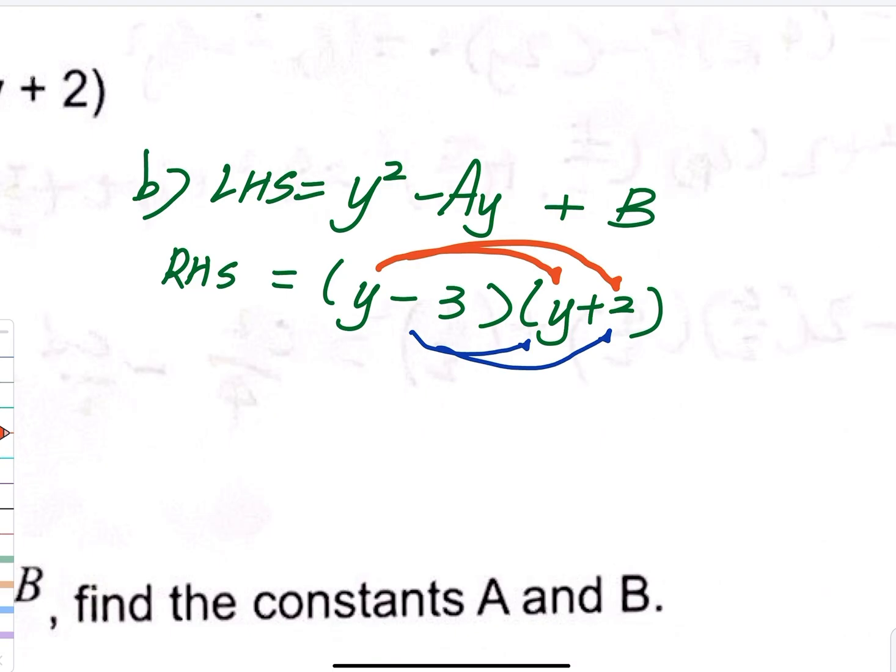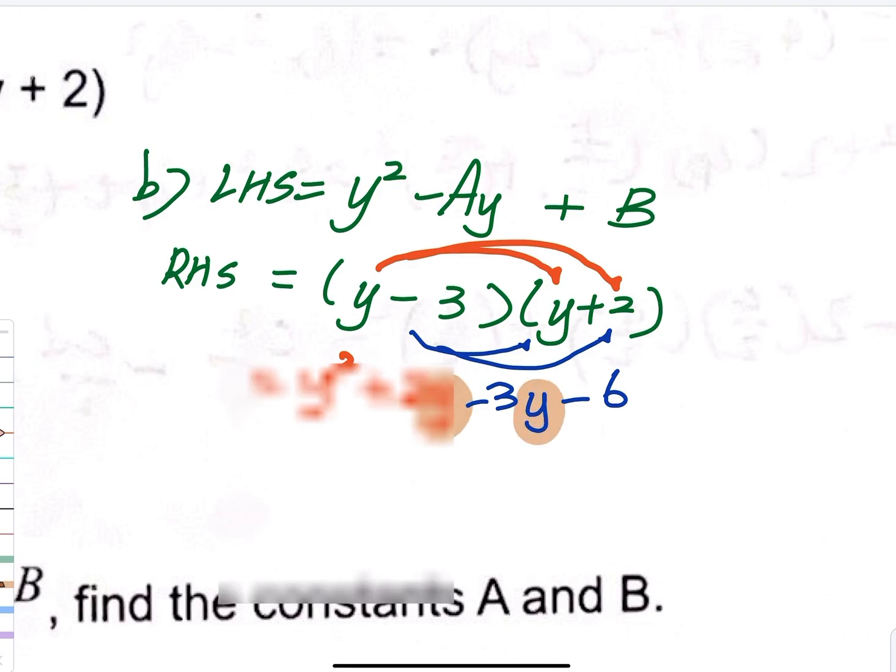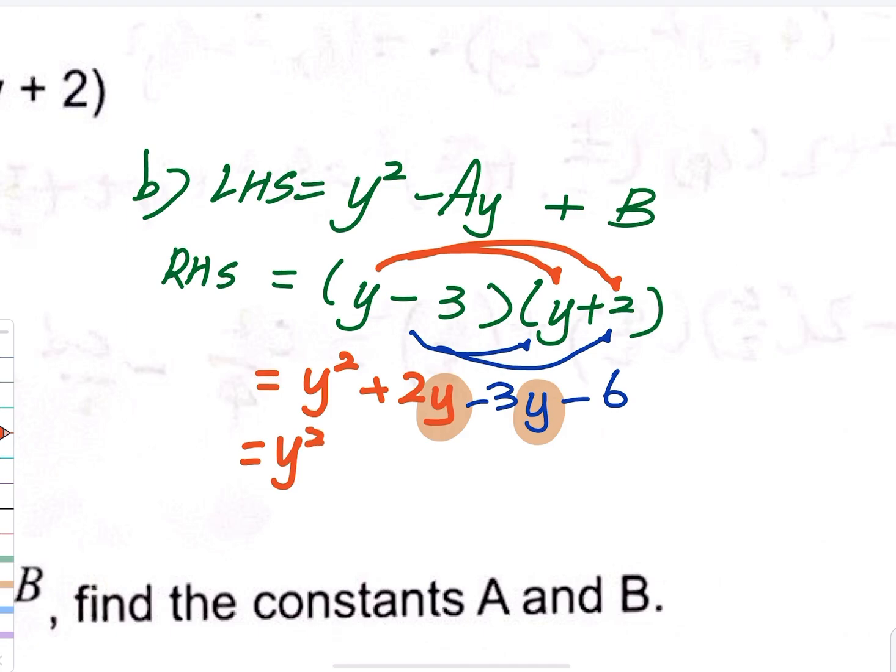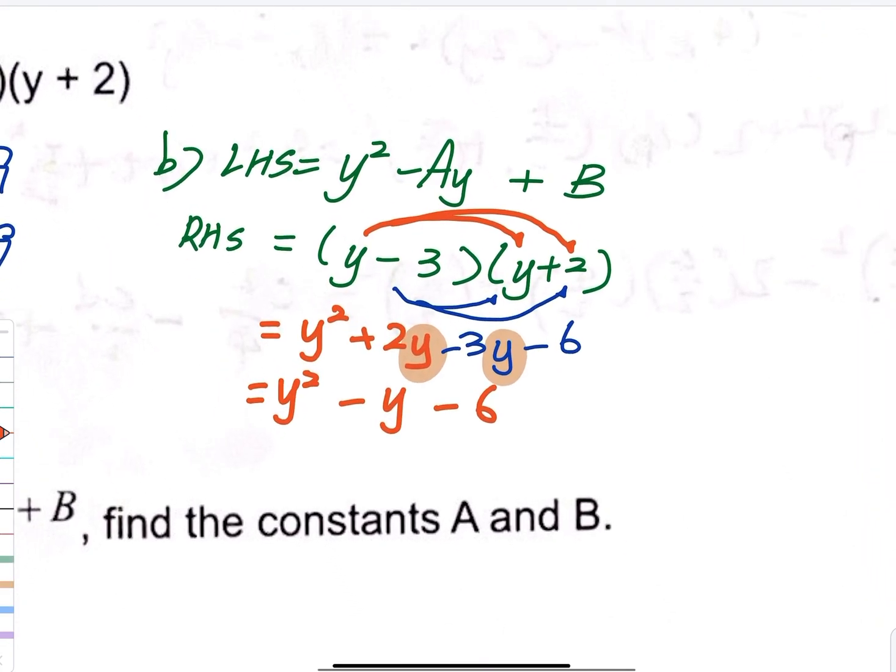So y times y, you will have y squared. Y times 2, you have 2y. Negative 3 times y, you have negative 3y. Negative 3 times 2, you have negative 6. And then any like terms having the same unknowns, you deal with that if it's possible, since it's a number now, so you can. Easy. And then we compare the same unknowns from left hand side and right hand side.